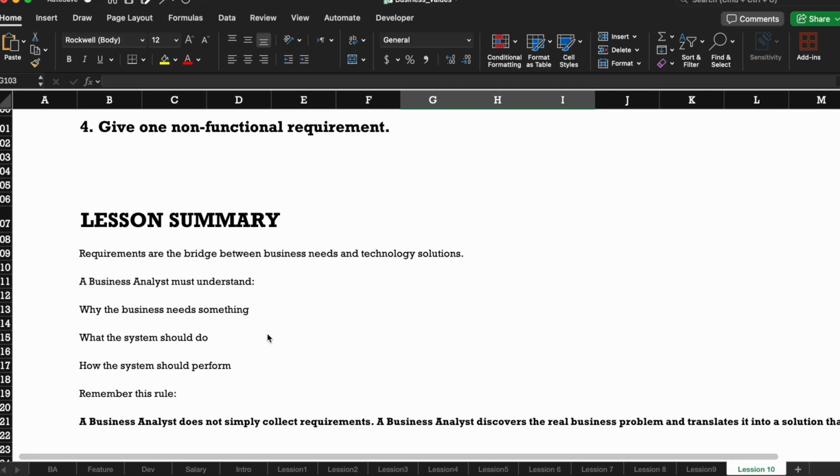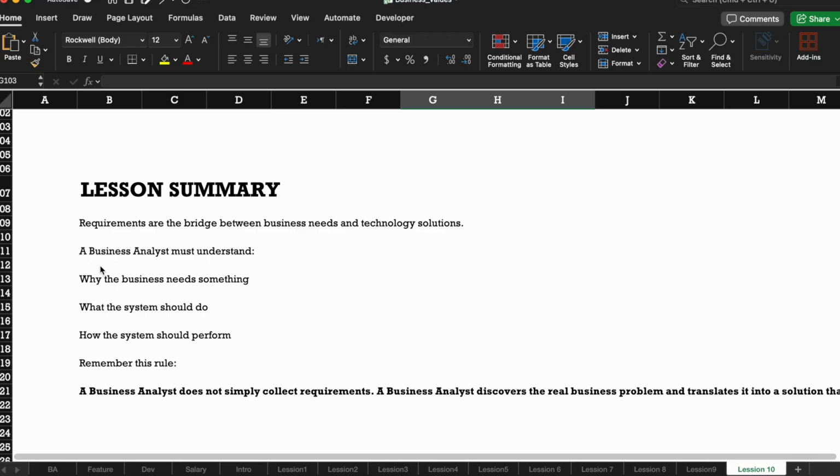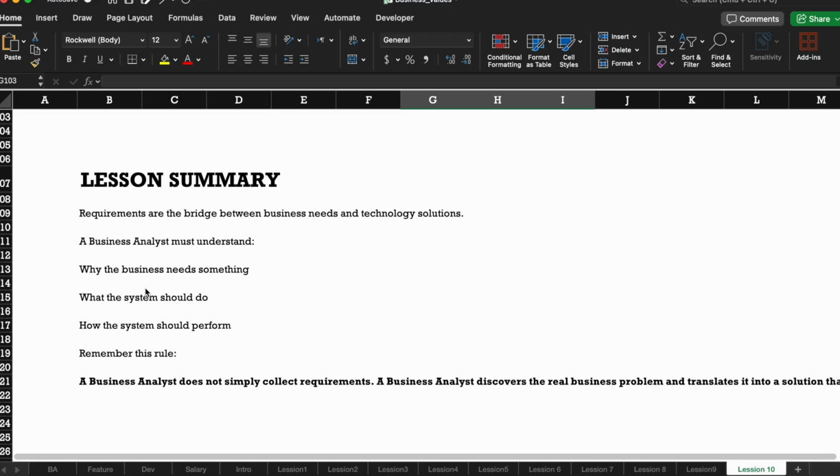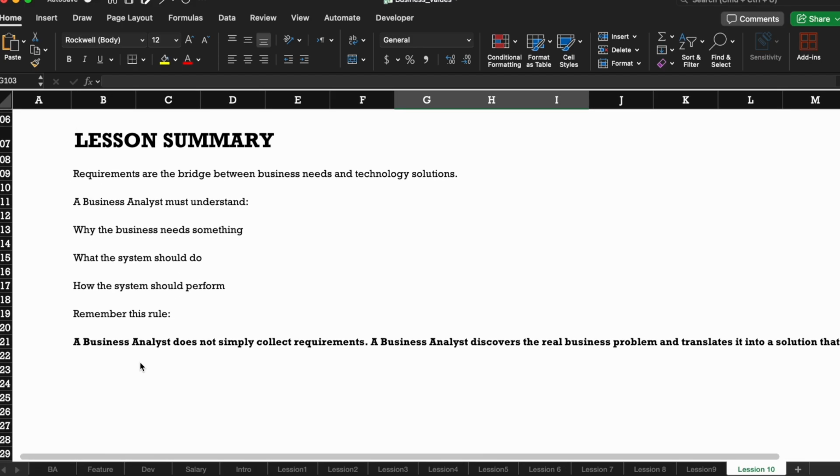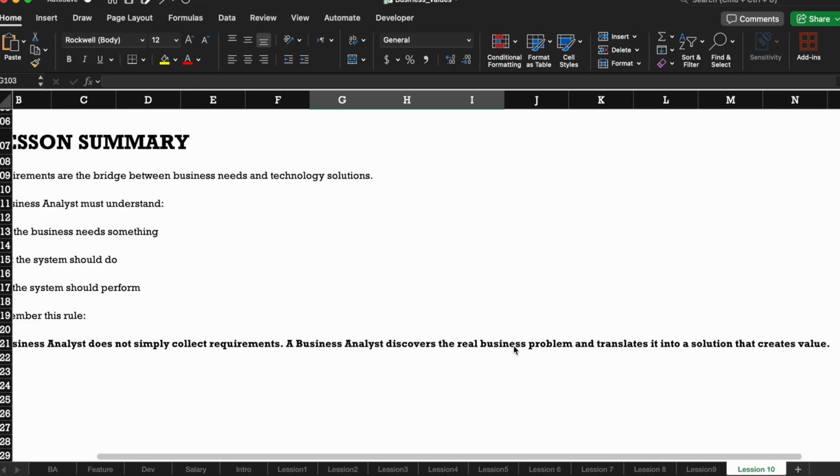Okay, so lesson summary: requirements are the bridge between business need and the technology solution. A business analyst must understand why the business needs something, what the system should do, and how the system should perform. Remember this rule: a business analyst does not simply collect requirements. A business analyst discovers the real business problem and translates it into a solution that creates value.